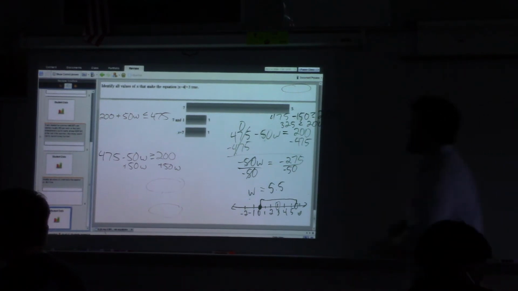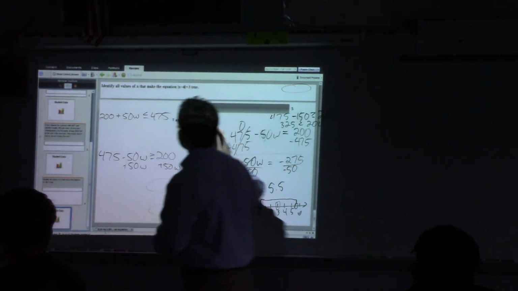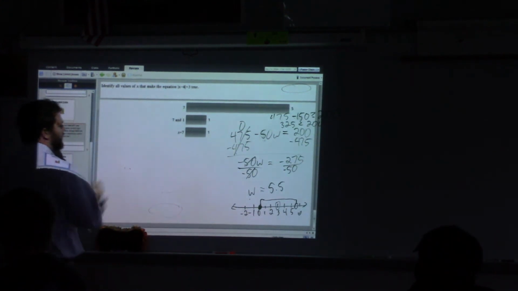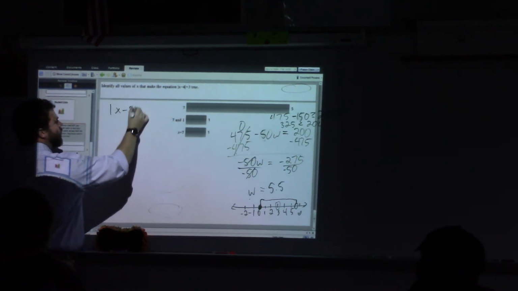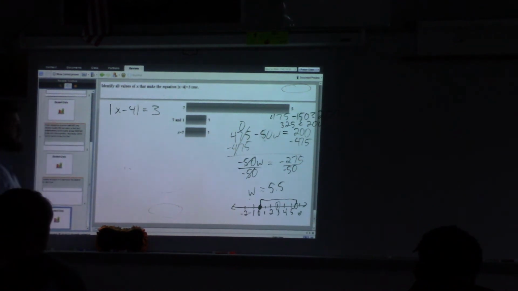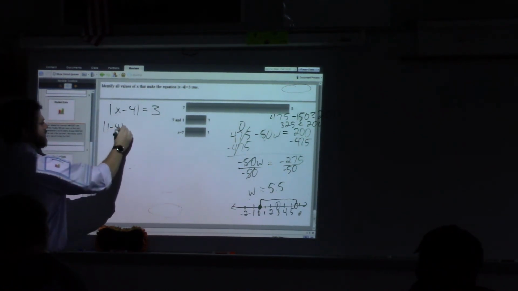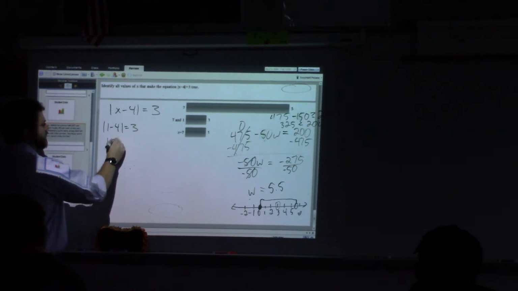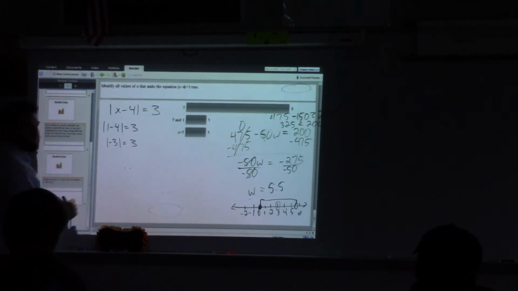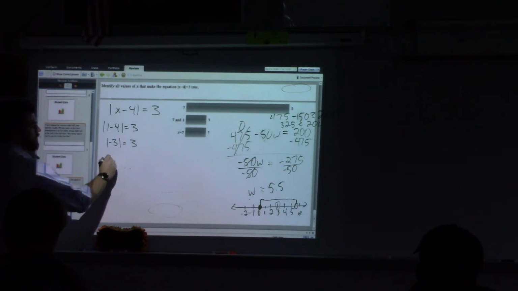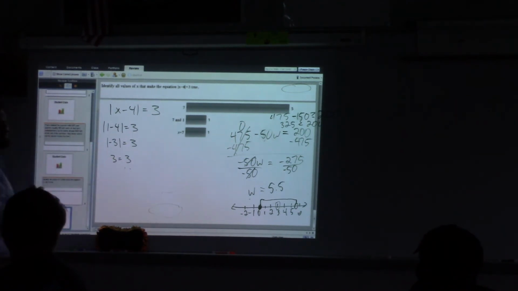All right, I got a lot of different answers in this case. Identify all values of x that make the equation absolute value of x minus 4 equal to 3. Almost everyone said 7. I had one lone person say 7 and 1. Would that person care to explain why they said that? I put 7 and 1 because 1 minus 4 is negative 3, and if it's absolute value, it's positive 3. Is that true? Absolute value of negative 3 is equal to 3? Yes. So is 1 also a solution? Yes. Does that make sense?